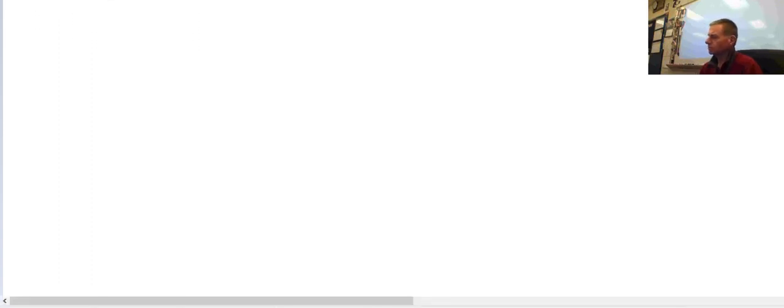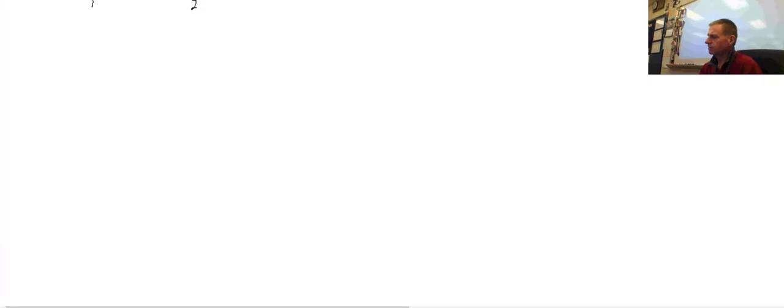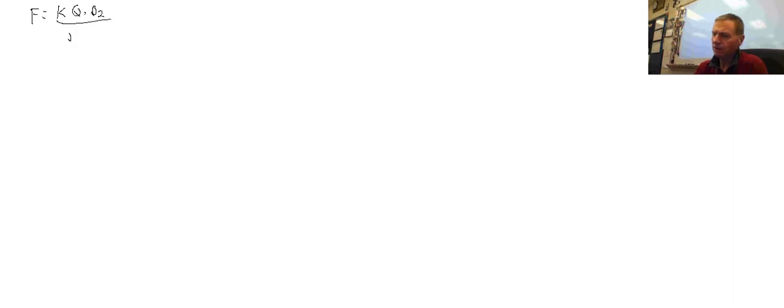So I'm going to just scroll my screen down a little bit here. And let's say that, again, I'm going to write Coulomb's law up here. So F is equal to K times Q1 times Q2 divided by R squared.